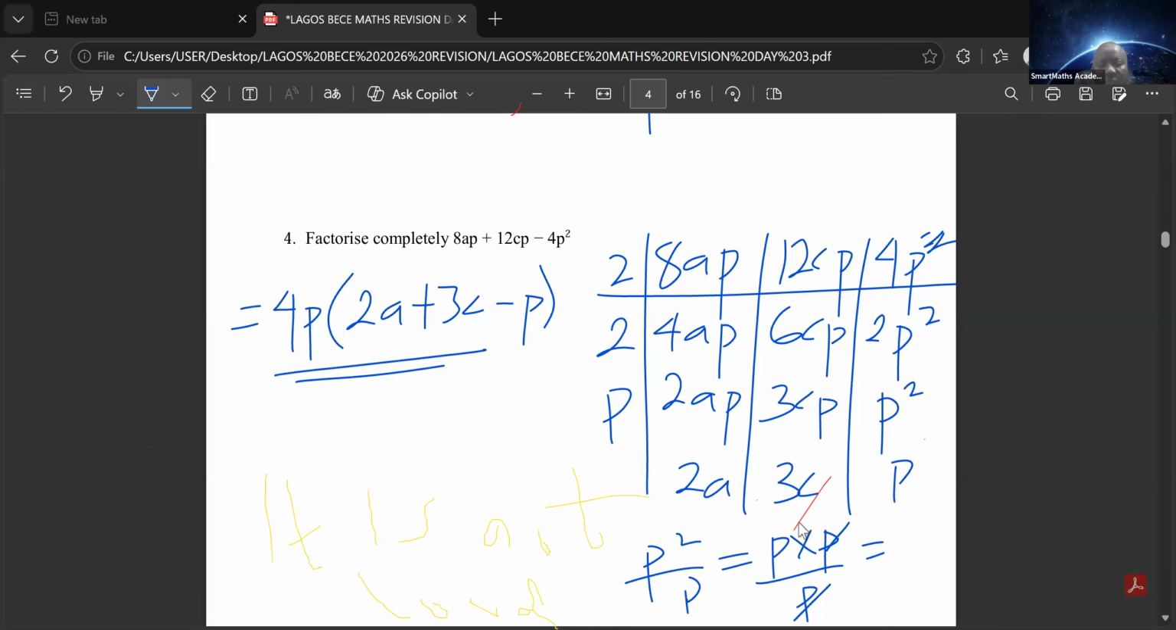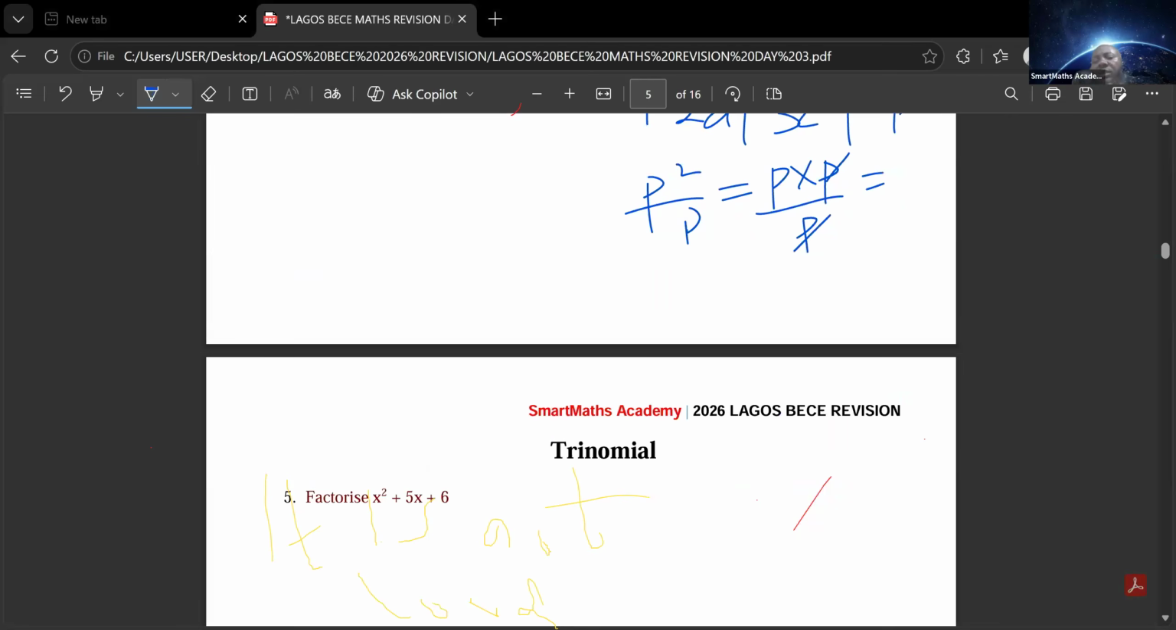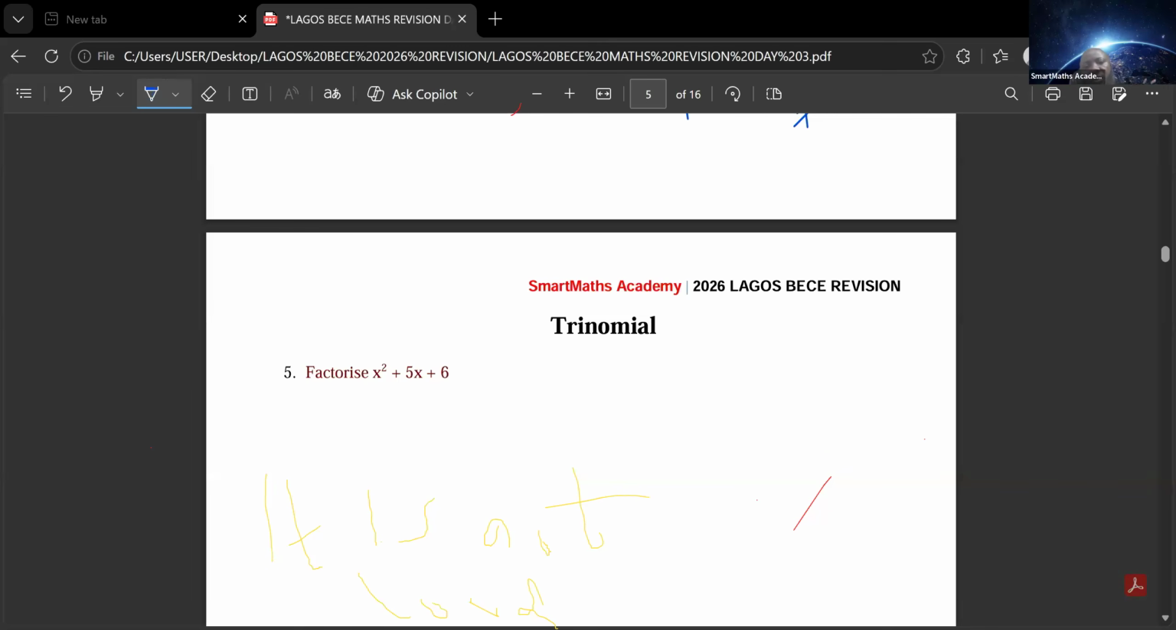The next part under factorization is factorization of trinomial. Trinomial means 3 terms. When an expression involves 3 terms, that's what is referred to as trinomial. Luckily, I've done something related to this when we started on Monday, when we were doing quadratic equations. I explained factorization there, but that doesn't mean I'm not going to explain again. So I will explain again.